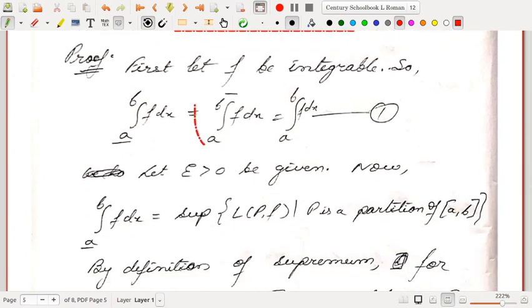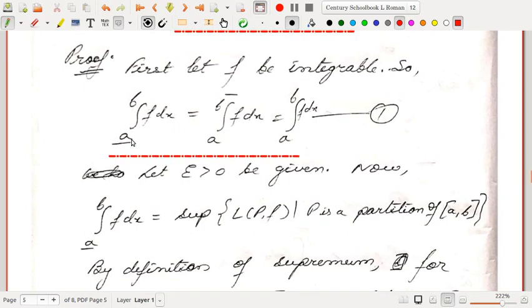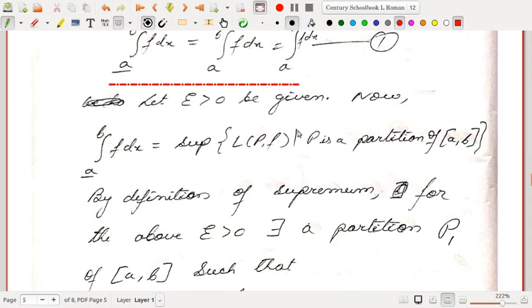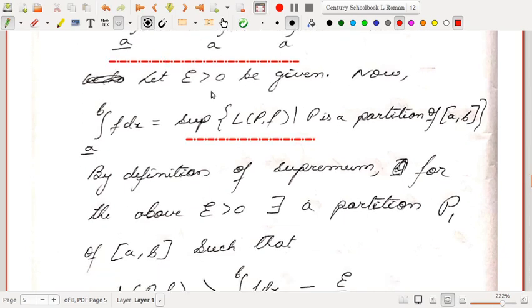First let f be integrable. So what is the meaning? Integrable means the lower integral and upper integral are equal, and say it is equal to the integral from a to b of f dx. So let epsilon greater than 0 be any given positive number. Then the lower integral is actually the supremum of all lower sums. So by definition of supremum, for this particular epsilon, if I take the lower integral of f dx minus epsilon by 2, that is not going to be an upper bound, right?